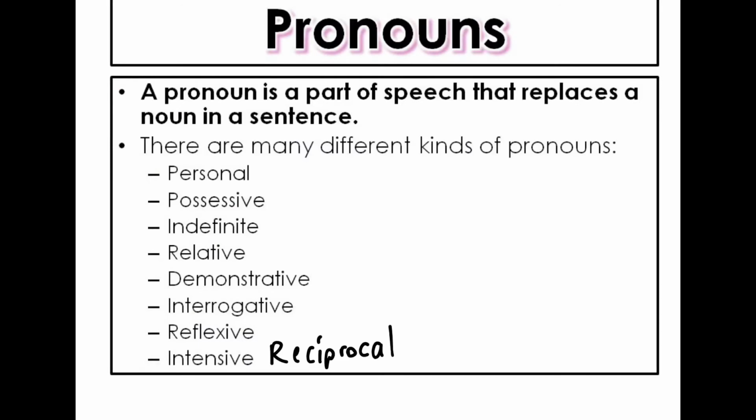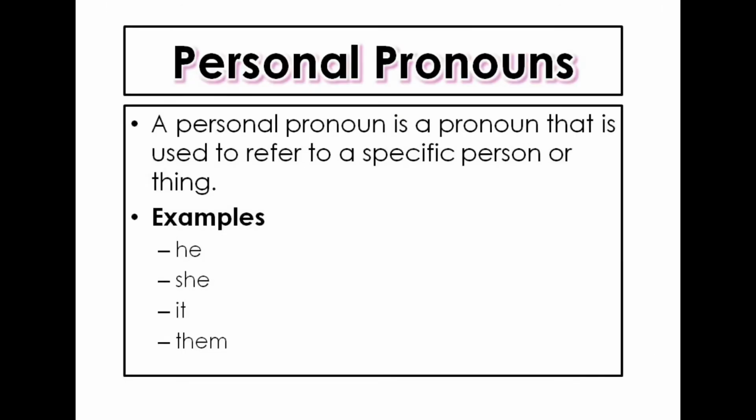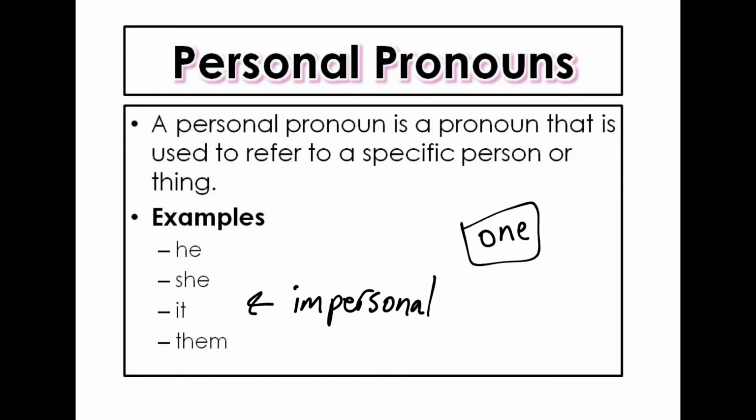So a pronoun is a part of speech that replaces a noun in a sentence, and there's lots of different kinds. We are going to focus on personal, possessive, indefinite, relative, demonstrative, and interrogative. We'll give a brief overview of reflexive, intensive, and reciprocal pronouns. A personal pronoun is a pronoun that is used to refer to a specific person or thing. For example, he, she, it, or them. And it would be more of an impersonal pronoun because it's referring to a thing rather than a person. The other example of impersonal pronoun is the word one.